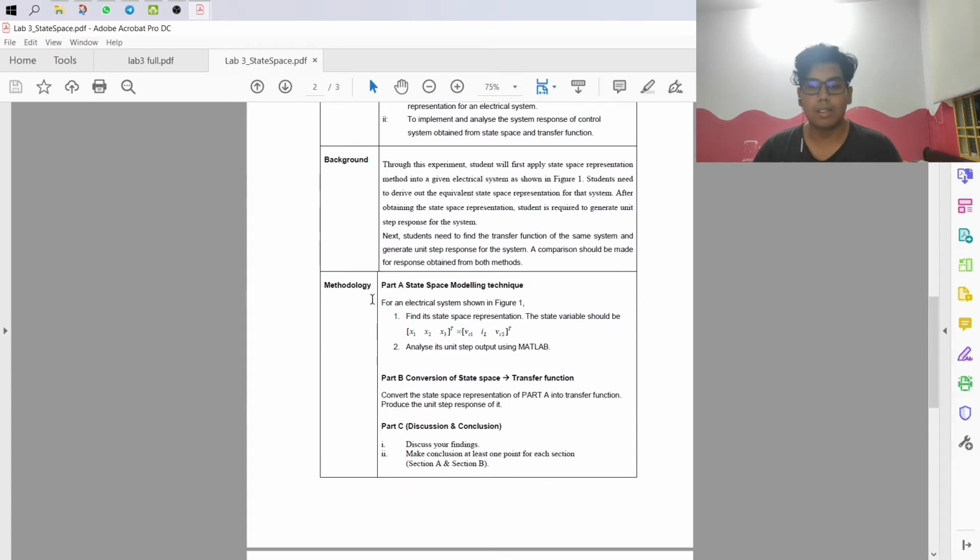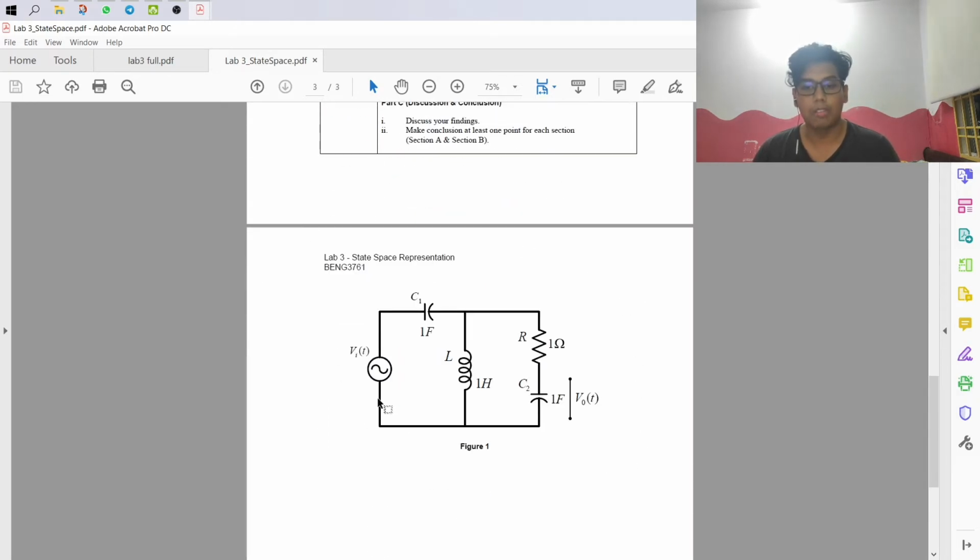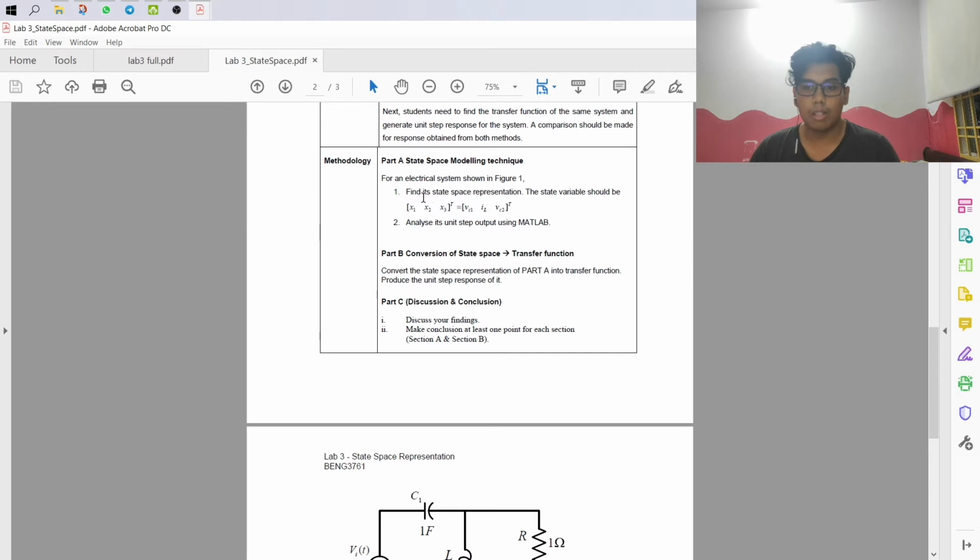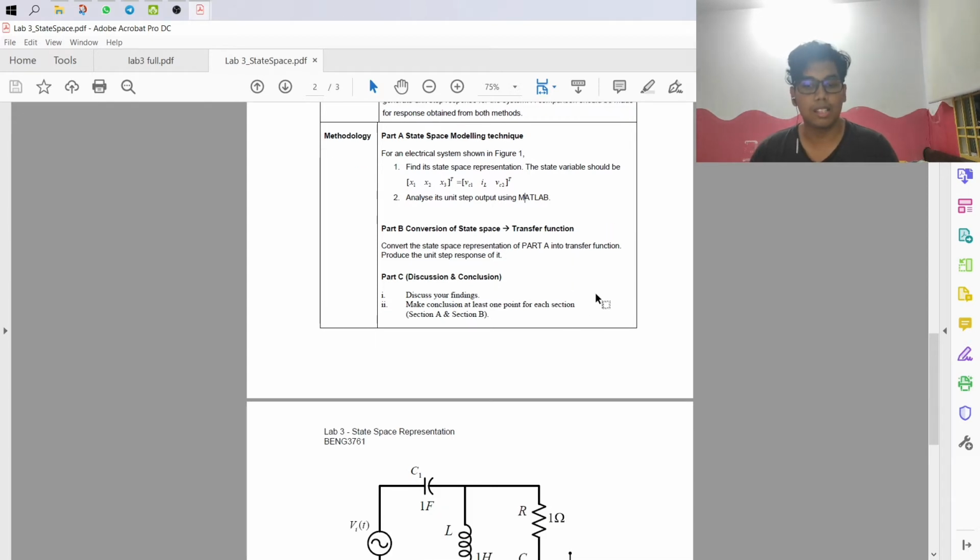For the methodology, in part A, the state space modeling technique, we need to find the unit state output from the electrical system shown in figure 1, by using the state space representation with the state variables as shown here. Part B is to convert the state space to a transfer function. Lastly, we will discuss our findings and conclusion in the report.